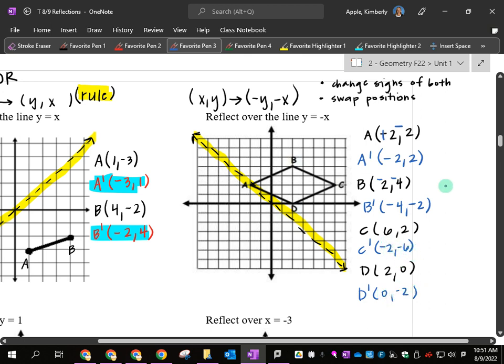There you go. Just double check to make sure you got what I got. And then I'm going to plot it so you can see what it looks like reflected. Let's see, B prime is -4 and 2. C prime is -2, -6. D prime is 0, -2.